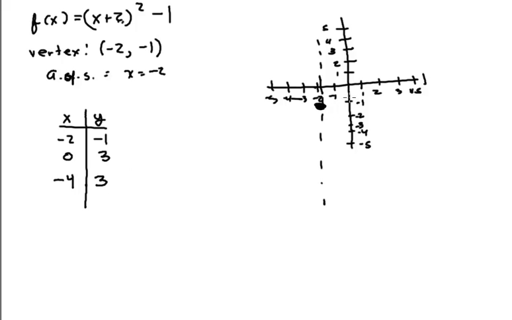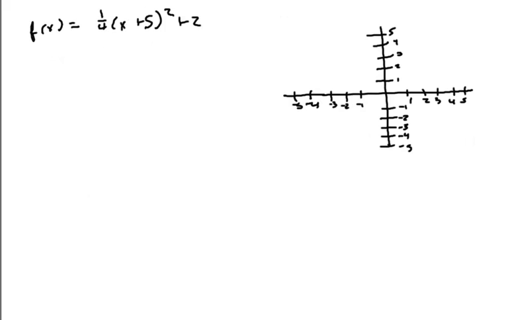So I know that at 0, I'm at 3. And I know at negative 4, I'm also at 3. And then, as predicted, our parabola opens up. Okay, and so there we go. So there's that one. Okay, here's one last one.